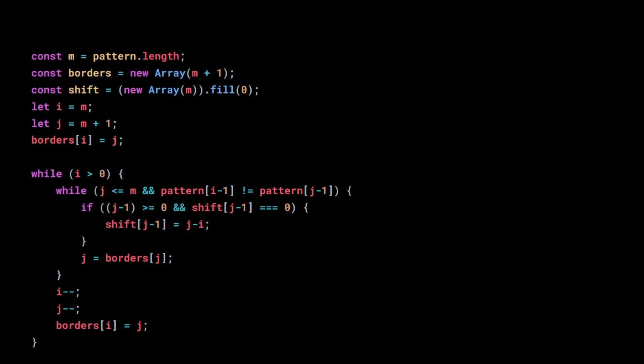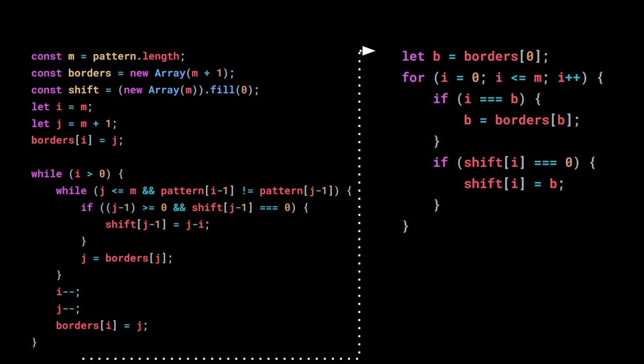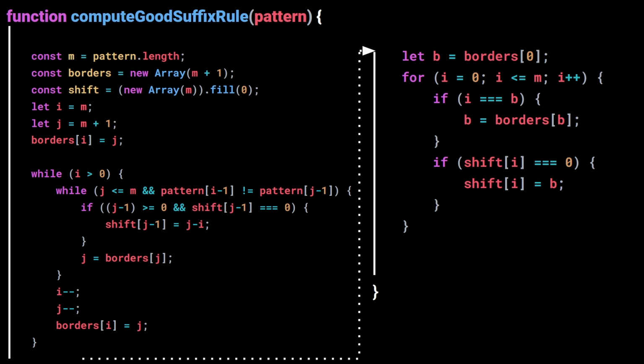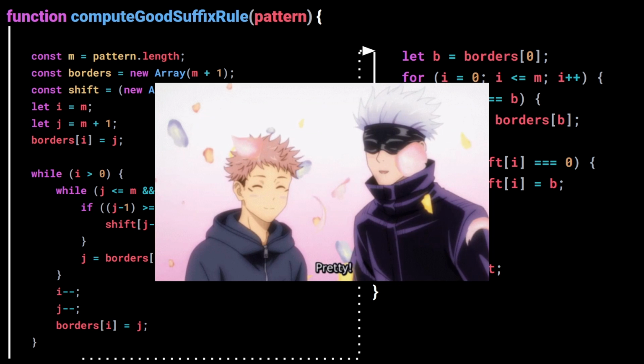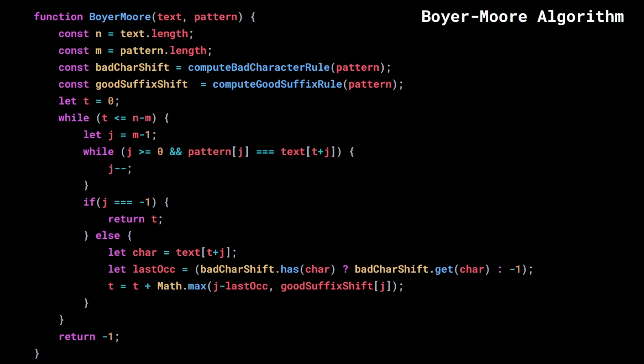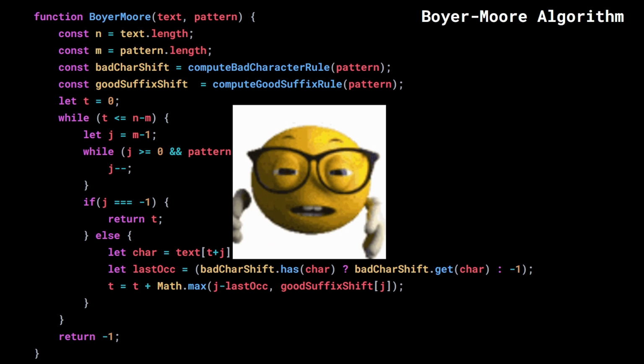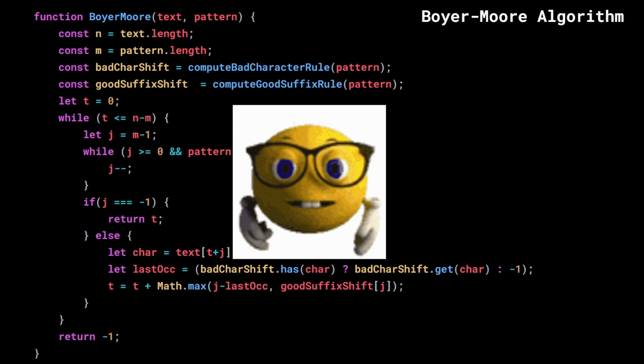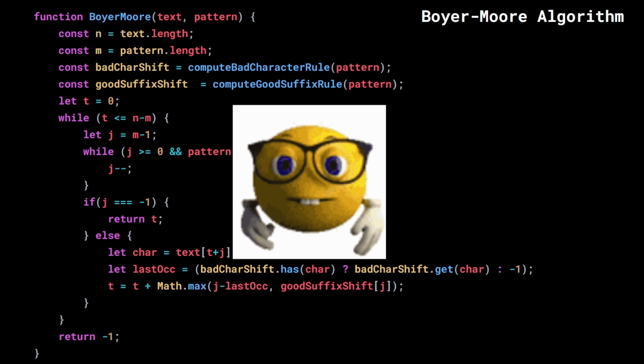If we take our code that finds borders and add the code to complete the shift array to it, we get the good suffix rule algorithm. We just need to return the shift and that's it. We are finally done with it. Our algorithm is complete and can work. Well, actually, we can make it better. There's an optimization we can make, but I don't want to cover it.